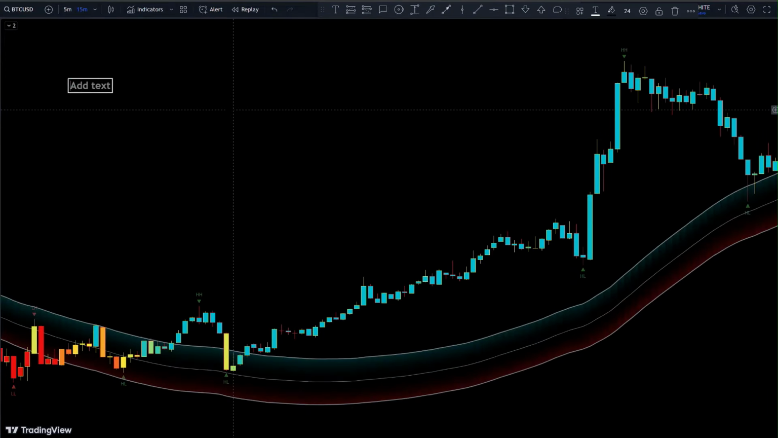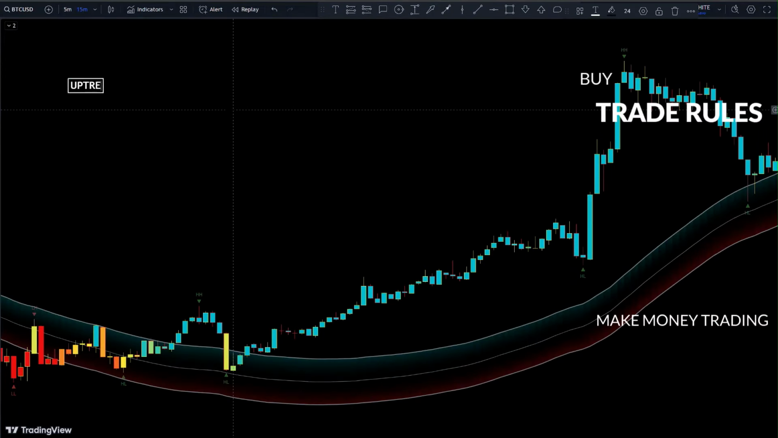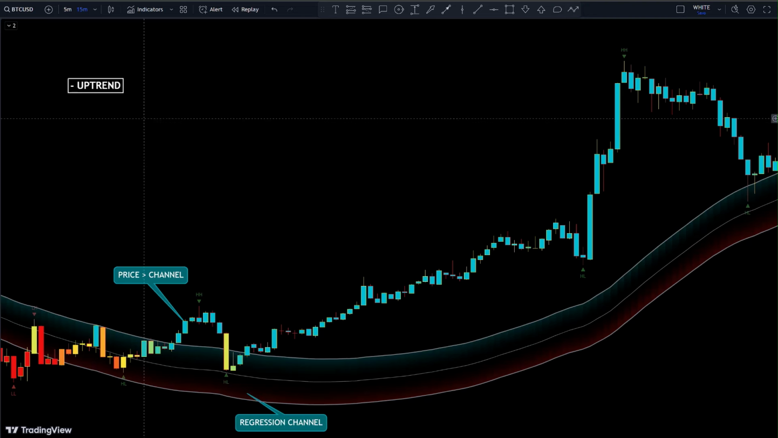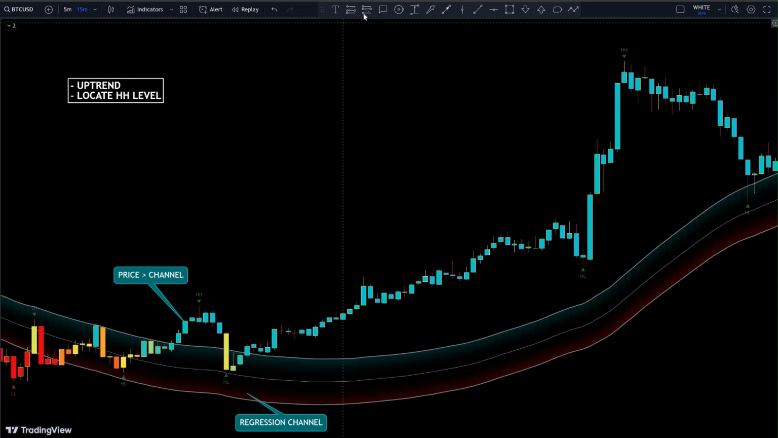So we've got our uptrend identified. Price is sitting above that linear regression channel. Now let's talk about the exciting part, finding those juicy entry points. We're on the lookout for a higher high. This is where the price swings up to a new peak. Once we spot it, we draw a horizontal line across the chart.